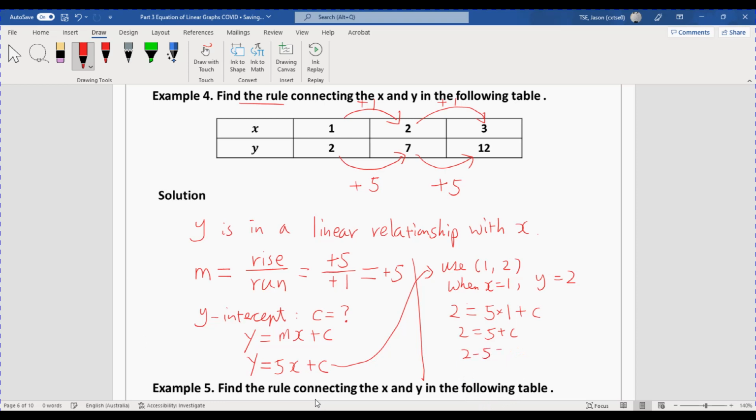Let me make it a bit slower. So I need to shift the 5 to the other side to find c. c will be minus 3. Now we find c, and you've already got m, so our rule would just be y equals 5x minus 3.